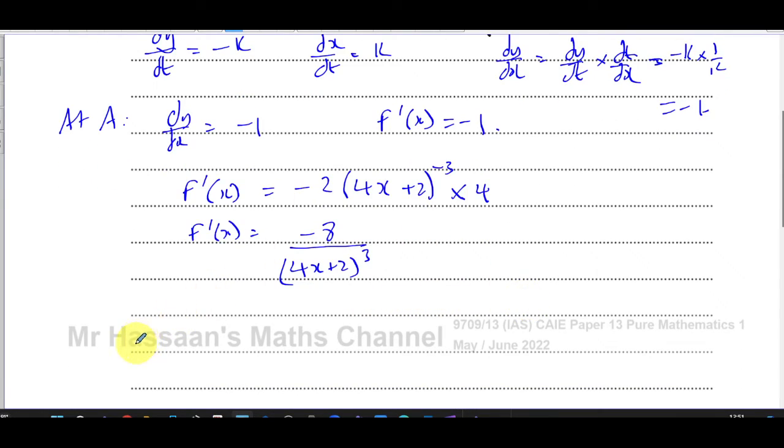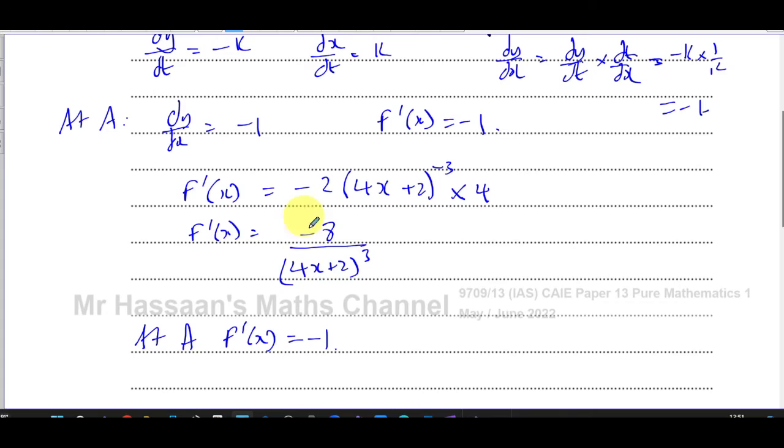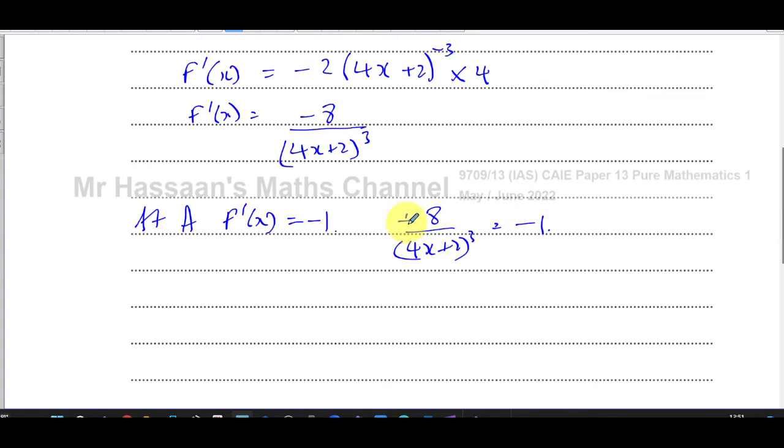Now we know at A, as we just determined, f dash of x is equal to negative 1. So we can use that fact to solve this problem. Minus 8 over (4x plus 2) cubed is equal to negative 1. When we solve this, multiply both sides by negative 1 and you get plus 1. So you end up with 8 equals (4x plus 2) all cubed, which means that 4x plus 2 is equal to the cube root of 8. The cube root of 8 is 2, so 4x plus 2 is equal to 2.